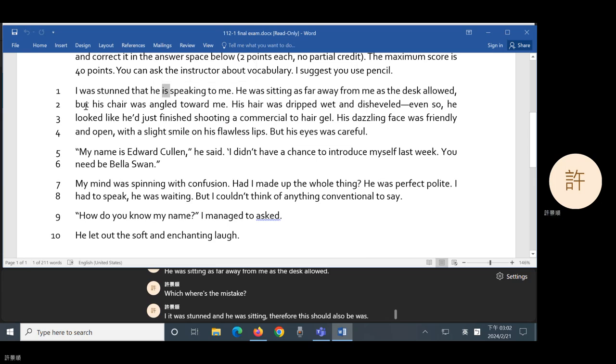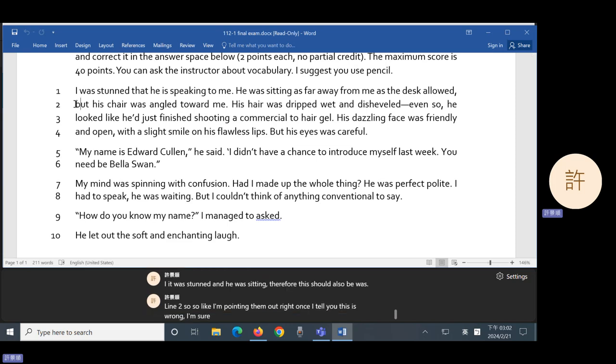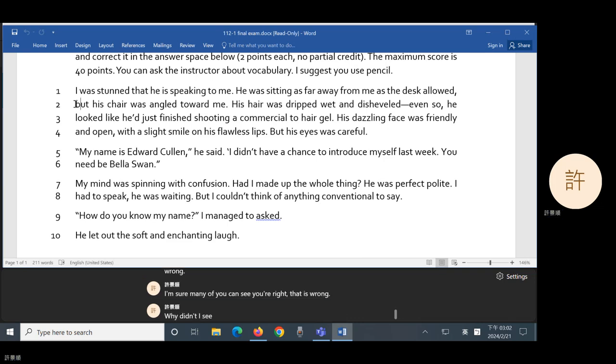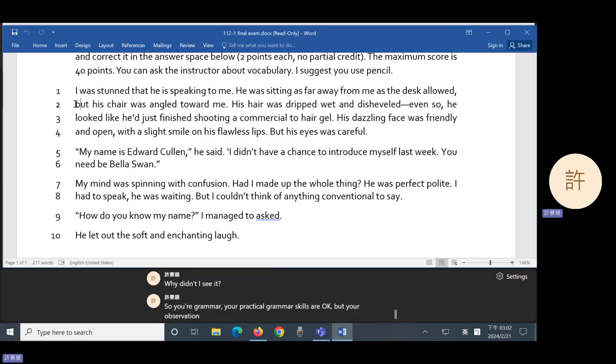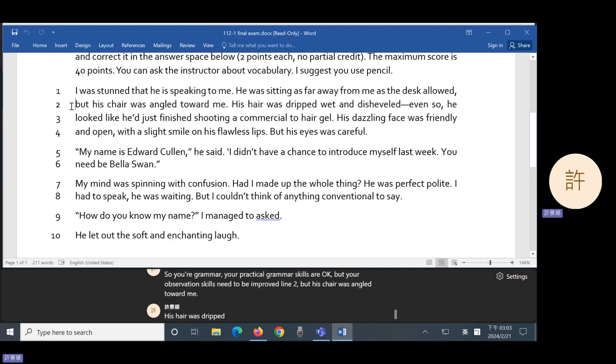Line two. So like I'm pointing them out, right? Once I tell you this is wrong, I'm sure many of you can see, you're right, that is wrong. Why didn't I see it? So your practical grammar skills are okay, but your observation skills need to be improved. Line two, but his chair was angled toward me. His hair was dripped wet and disheveled. Even so, he. Do you see the mistake?